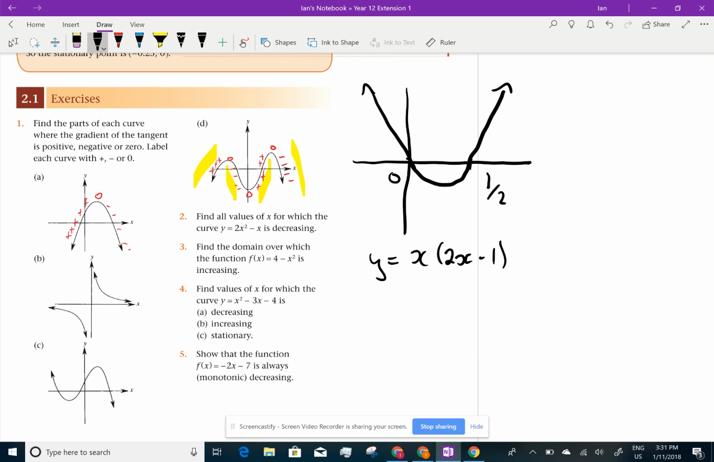Now, I know that's a half, and I know that's 0. I've got to find the values of x for which it's decreasing. It's going down, down, hit 0 there, then plus, plus, plus. How do I know where that point is? Well, I know it's symmetrical between 0 and a half, so that point will be a quarter. I also know that it's minus b on 2a, so I could have taken minus 1 on 2 times 2, which is a quarter. And then I can sub that in.